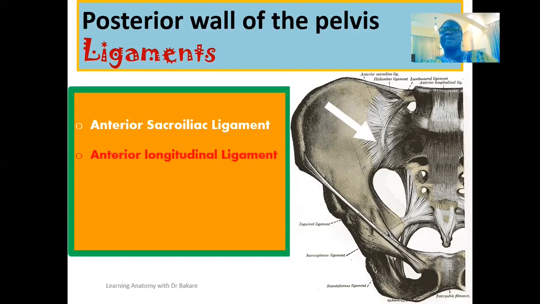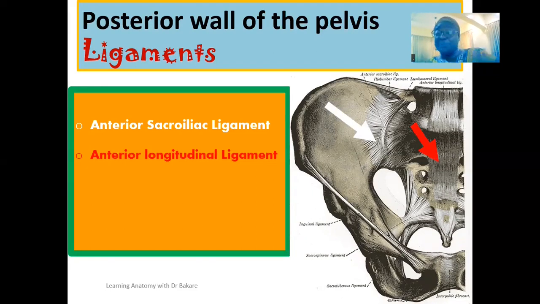Then the second ligament is the anterior longitudinal ligament. This is the anterior longitudinal ligament here, Harold, in red. The anterior longitudinal ligament is seen to run from the cervical region down to the sacrum. And of course, it is seen to run along the anterior border or region of the vertebral column. This ligament is seen to help reinforce or support this joint in the anterior part.